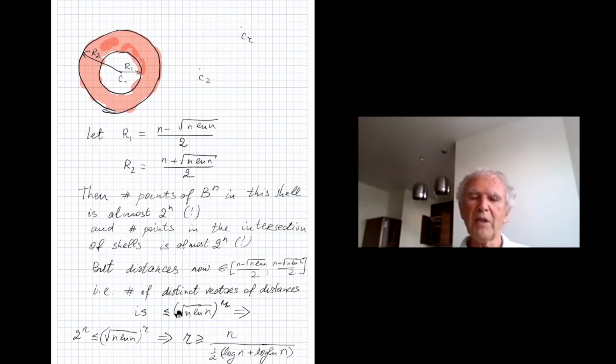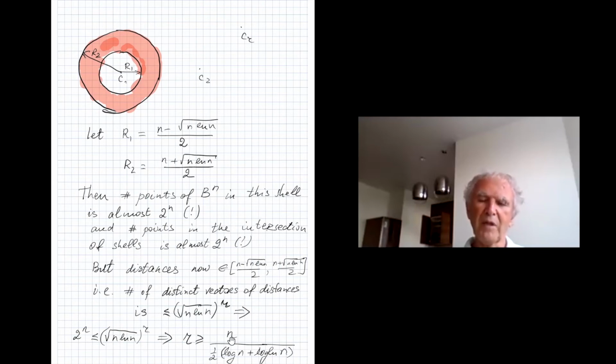Then we can say again that the number of points should be less than the number of distances. But now distances are not in the range from 0 to n. Now they are in a range of size square root of n log n. Therefore, the number of different distances is just (square root of n log n) to the power r. And of course, if we take log, we have exactly what I wanted to have.